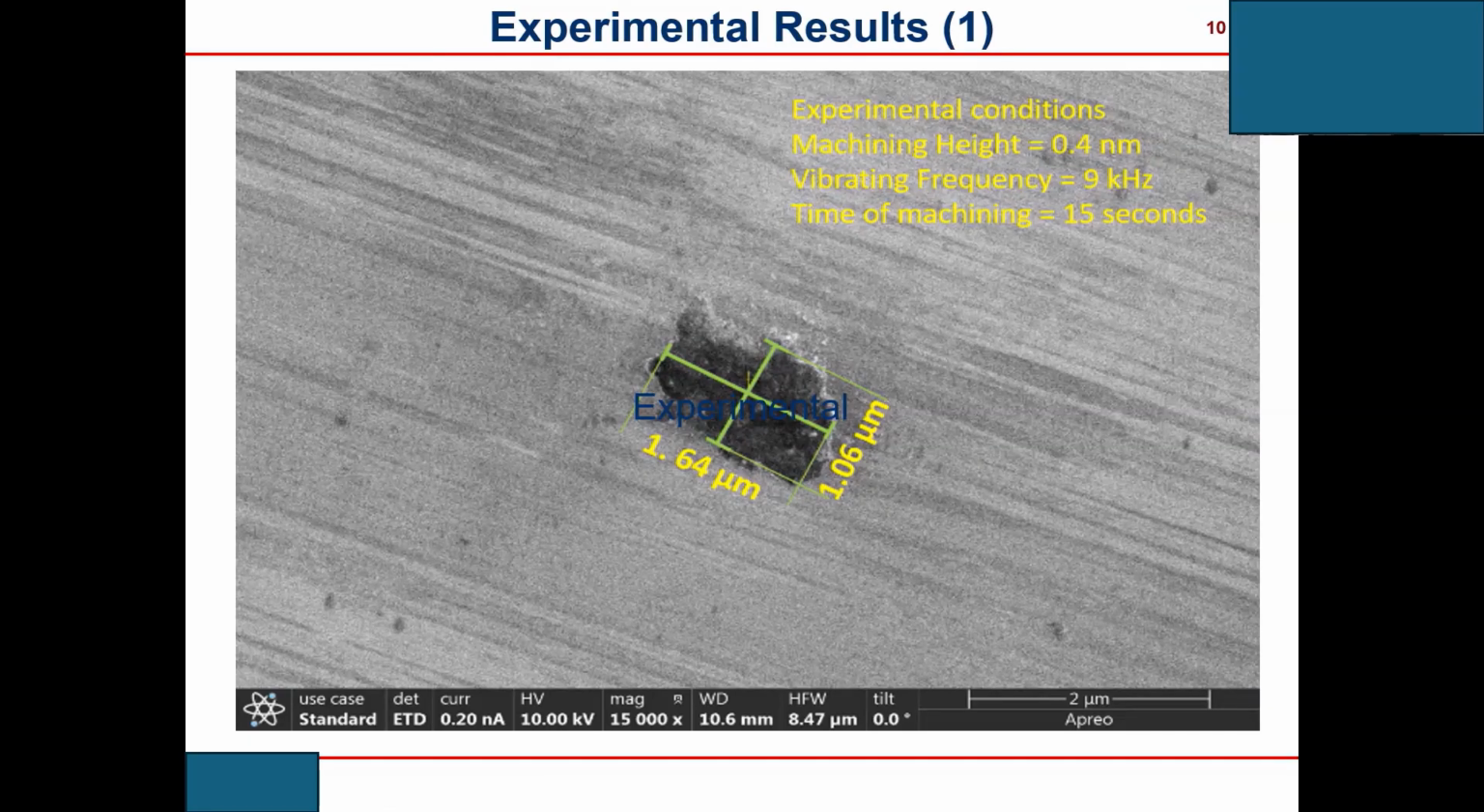Vibration frequency, so how frequently the stage is vibrating, and the time of machining, so how long it takes to machine this. Definitely, the size of this hole and also the depth are dependent upon the time of machining. Here, in this direction it is 1.64 micrometer, and in this direction it is 1.06 micrometer. So this is not a perfect circle.